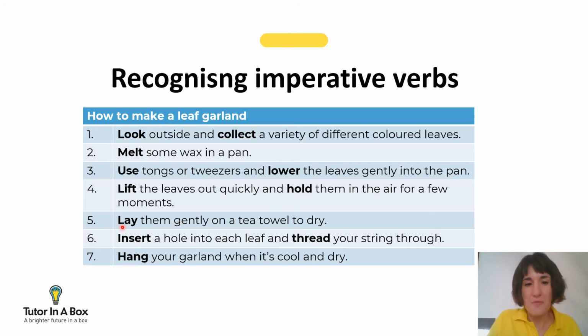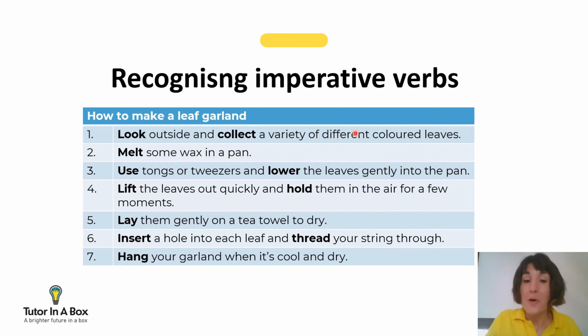In number 5, we've got lay. So the action of laying them, putting them down onto the tea towel to dry. In number 6, we've got insert. Okay, so that's making the hole or piercing the hole into each leaf. And also the other action or doing word is threading. So threading your string through the leaves. And then last but not least, number 7, hang. So that's the action word there, hanging your garland when it's cool and dry.